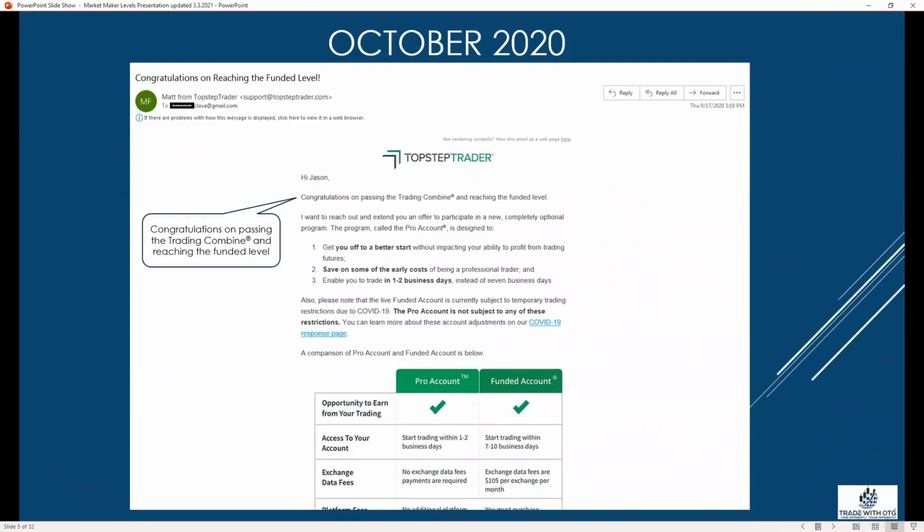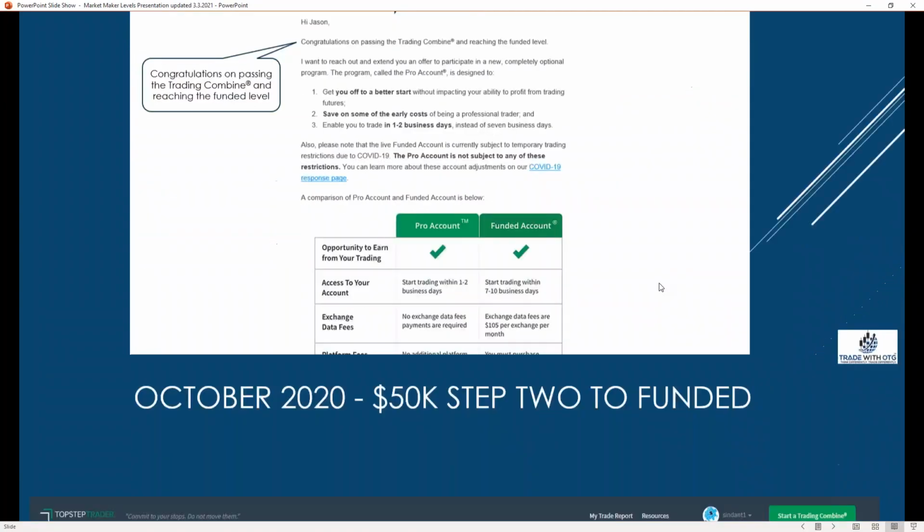Now, I told you that that was not an all-encompassing list, and back in October of 2020, we went through, and we do this occasionally, a trading combine inside of our trade room because we have a number of traders that want to become funded traders through one of the prop firms that are out there. What you're looking at here is an actual letter from Top Step Trader to me, congratulating me on passing the trading combine, right? This is October of 2020, and this was us passing the trading combine.